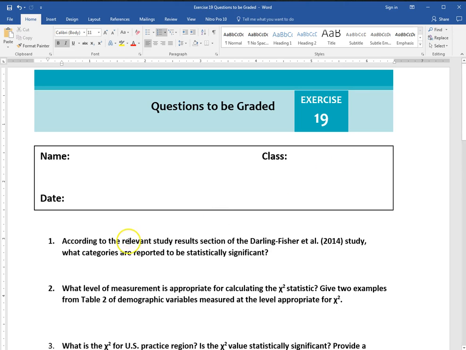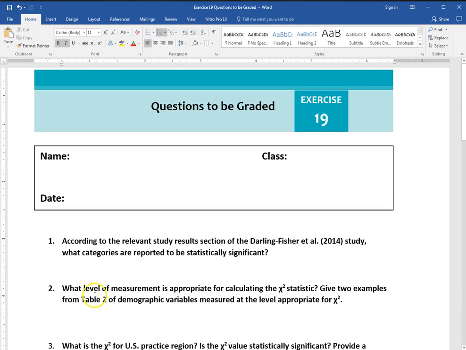So here you just need to look at the relevant study results section and find which categories are statistically significant. And we're going to determine that by comparing the p-value that's reported to the significance level of the study. Remember, if they don't give a specific significance level, use alpha equal 0.05 as your level of significance.